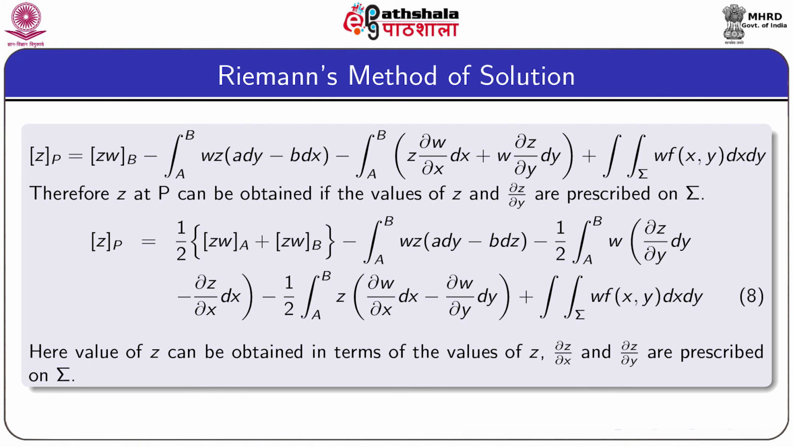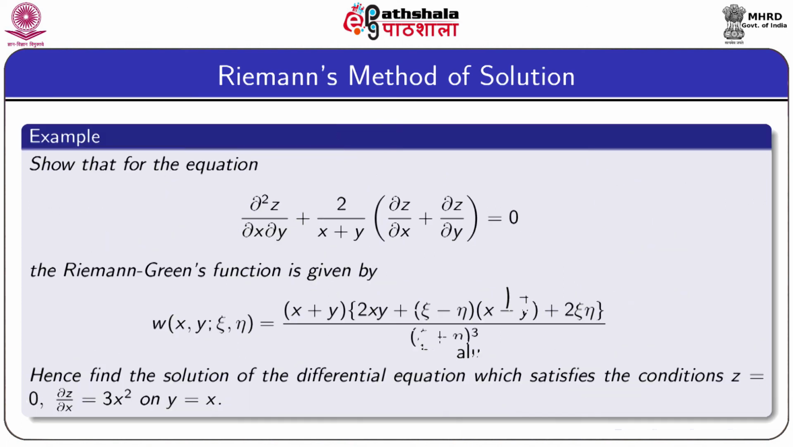Now, we take the average of equations 7 and 8, and we get the value of z at P as half of zw at A plus zw at B plus so on, which is written in equation number 9. So, we can see that if the values of z, ∂z/∂x and ∂z/∂y are prescribed on sigma, one can find the value of z at the point P.